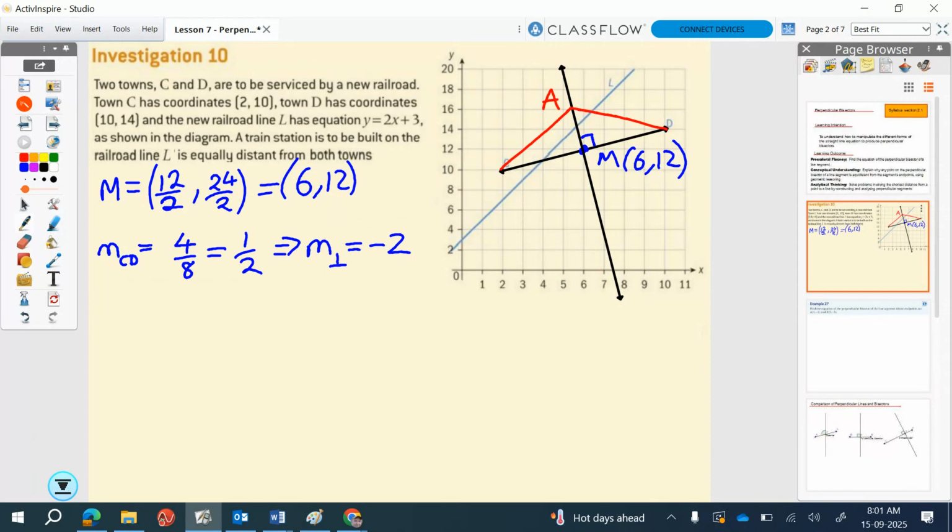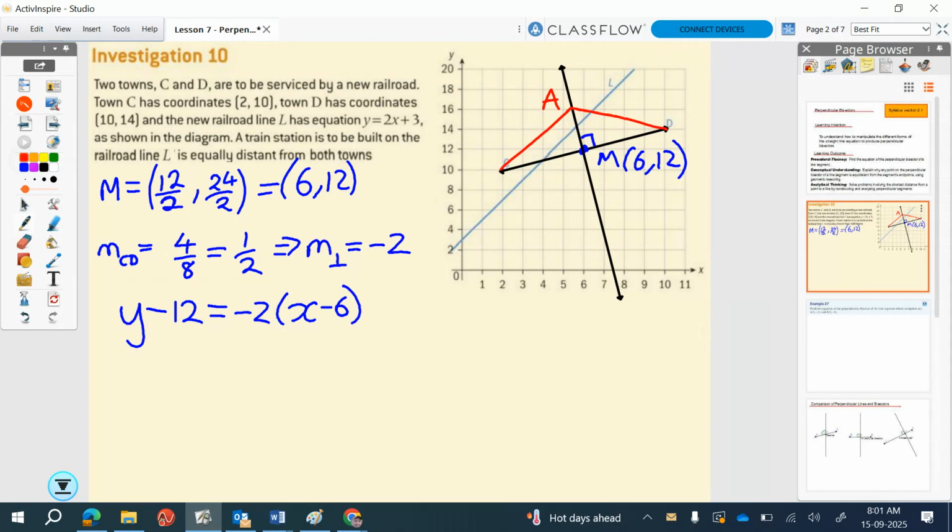Now we have the gradient of this line. We can find the equation of the line because we have the gradient and we have a point. The midpoint is a point on the line that we're after. We're after the line MA, so we can find this as a perpendicular. We'll use point slope form. So we're going to go through y equals 12. It's going to have a gradient of -2, and it's going to go through x equals 6. This is the equation of the perpendicular bisector.